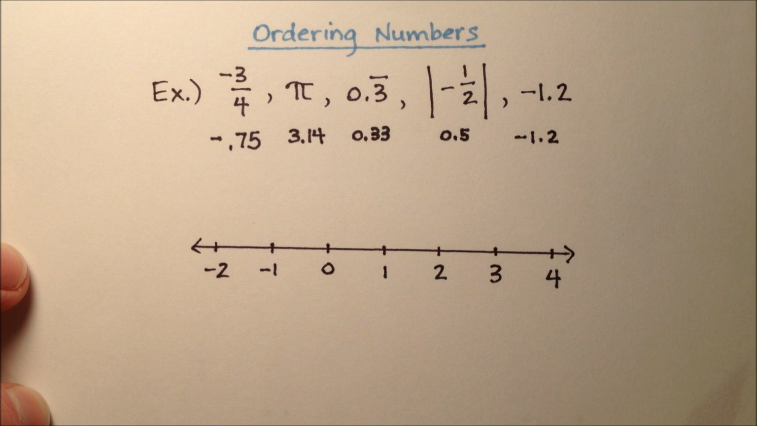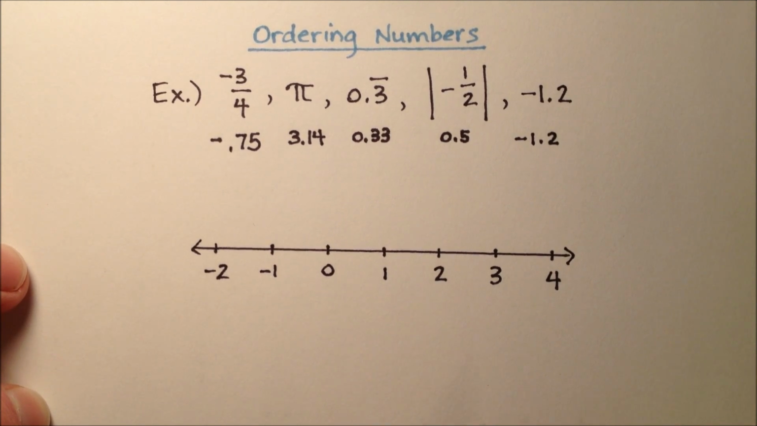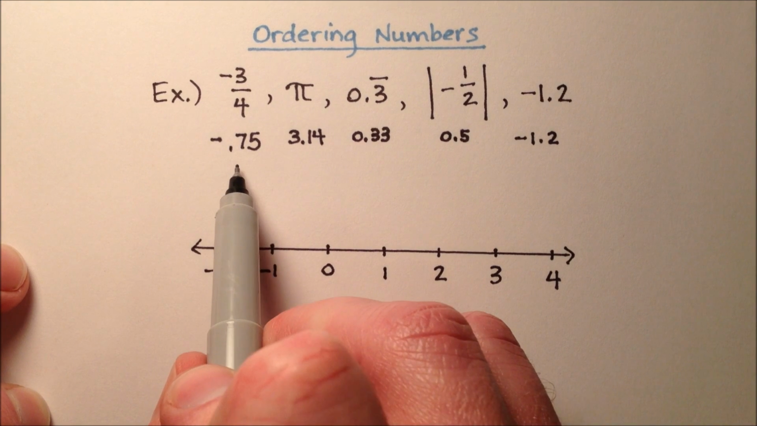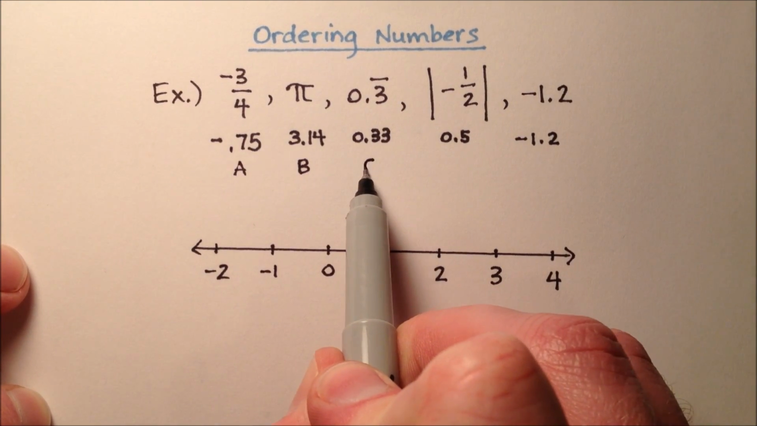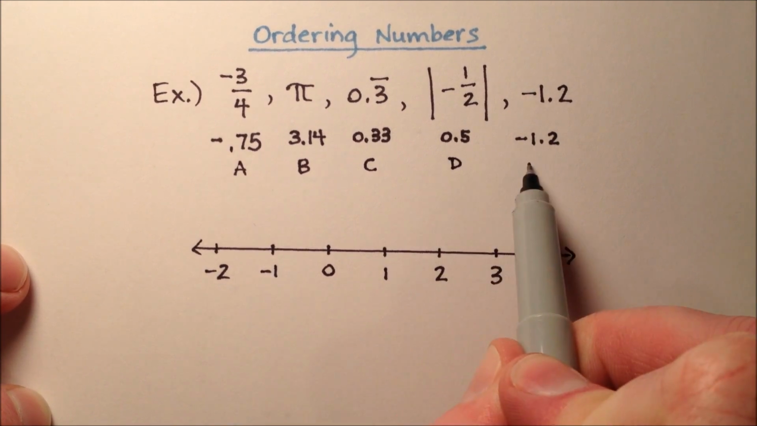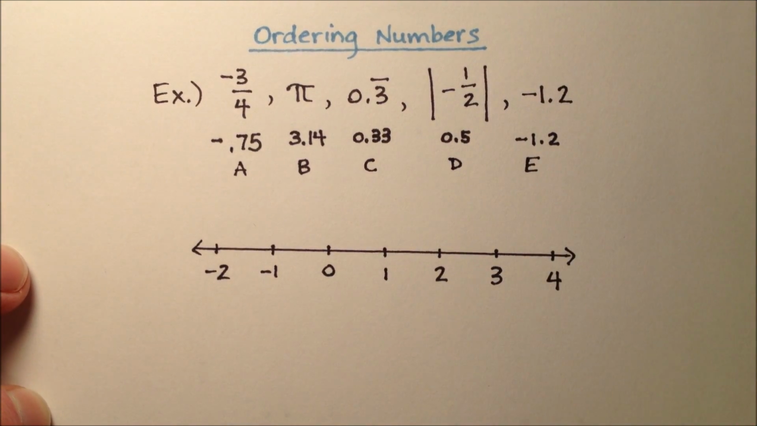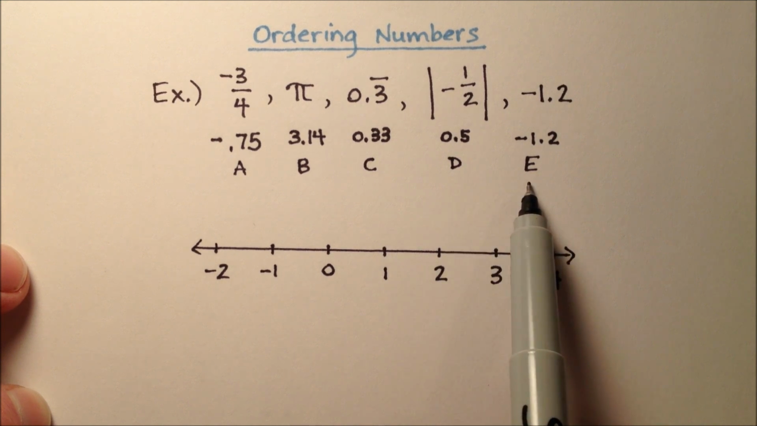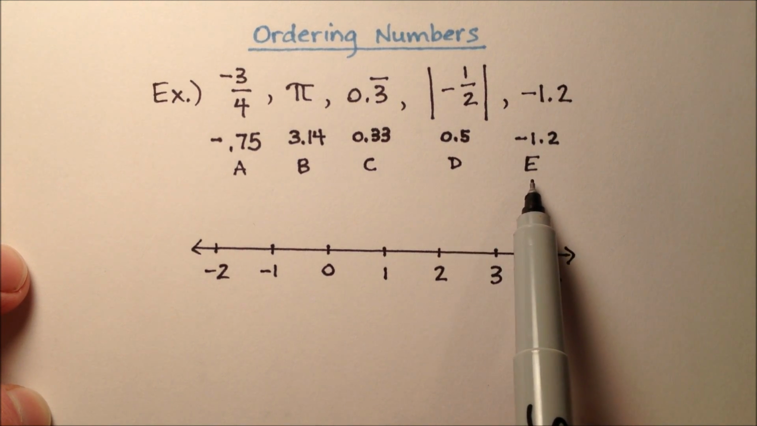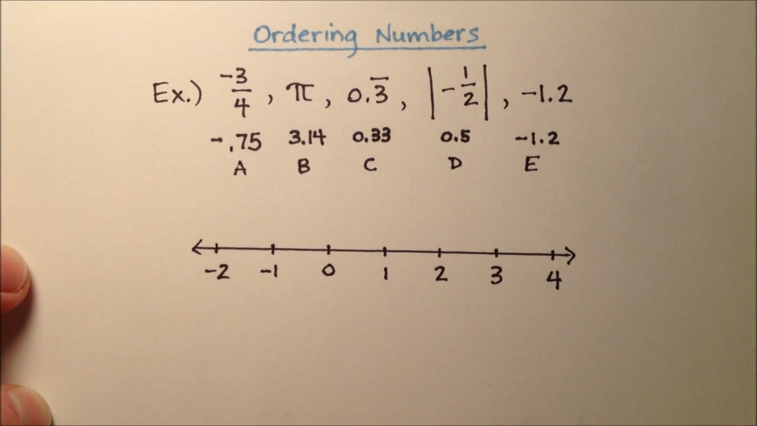So now I need to plot each one of these on the number line. But so I know which one's which, I'm going to label them. This guy's going to be A. Our pi is going to be B. Our 0.3 repeating is going to be C. Our absolute value of -1/2 will be D. And -1 2/10 will be E. So now let's get to graphing these things.